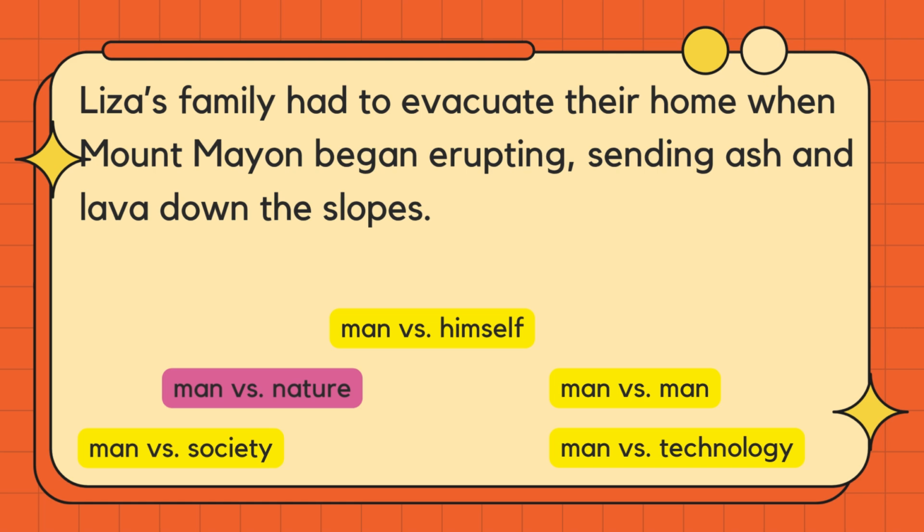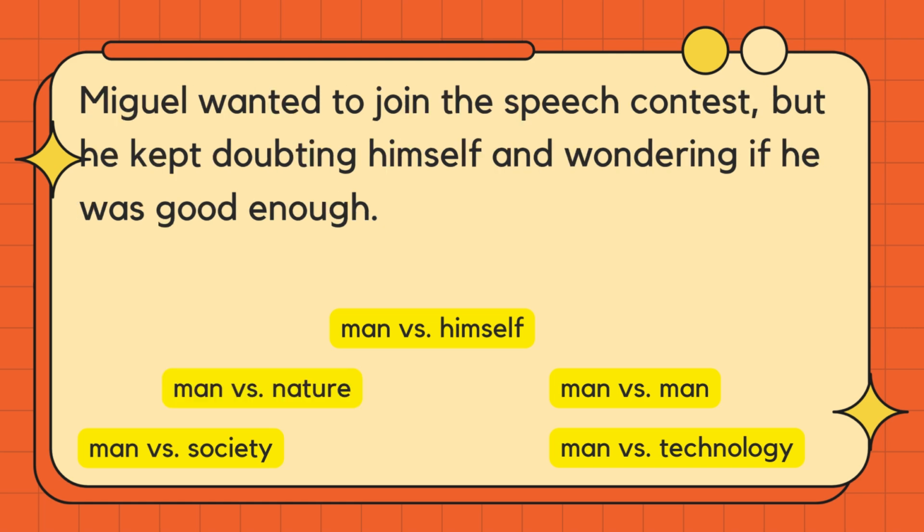Alright, you're doing great, class. Let us have number 3. Miguel wanted to join the speech contest, but he kept doubting himself and wondering if he was good enough. Which conflict example is this?